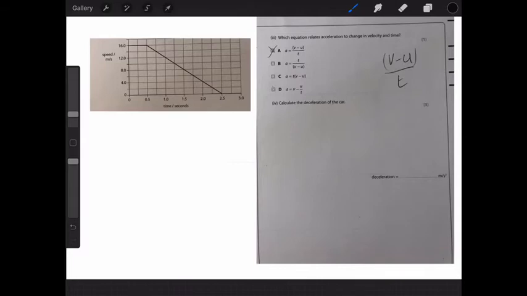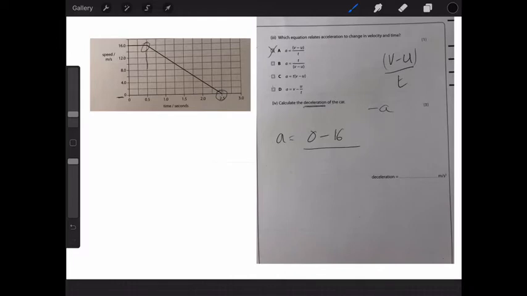So then we have to calculate the deceleration of the car. So we're going to have a minus acceleration answer because it's a deceleration. So the acceleration can be calculated from the final velocity. Well, the final velocity is here, 0 metres per second, take away the initial velocity, which is here, which was 16 metres per second. And we need to divide that by the time.